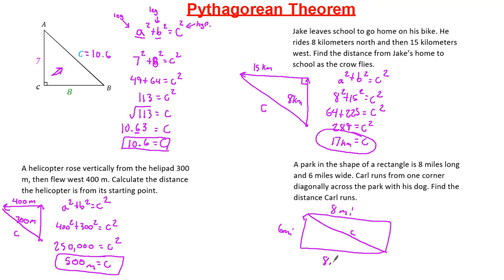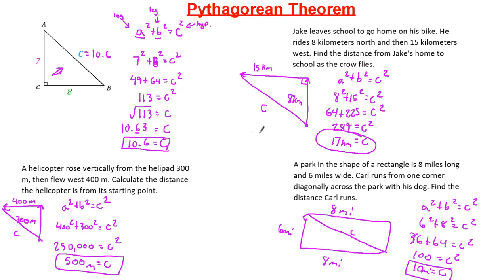So I can just rewrite the 8 miles down here. So we got 8 and 6, c. So you got a squared plus b squared is going to be equal to c squared. 6 squared plus 8 squared is equal to c squared. We got 36 plus 64 equals c squared. 100 equals c squared. So then c is equal to 10. Alright, so that'll be 10 miles.